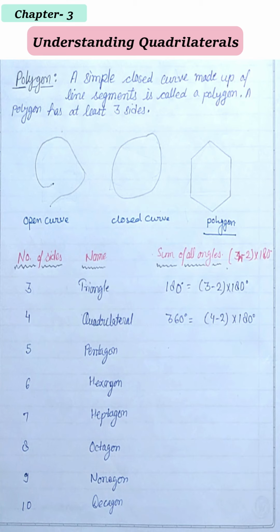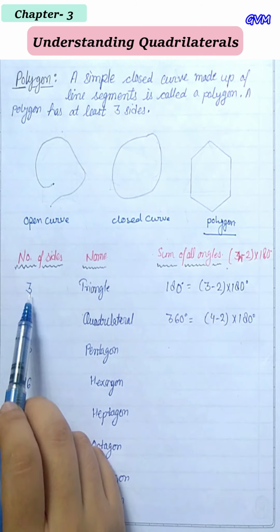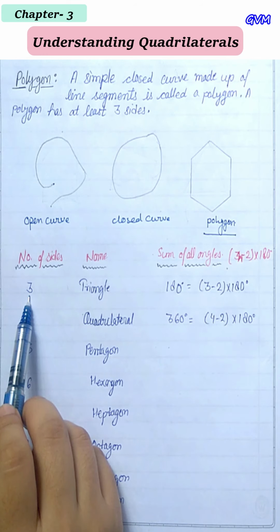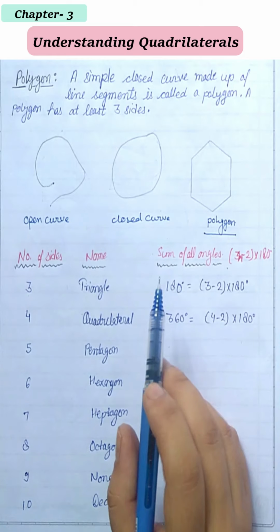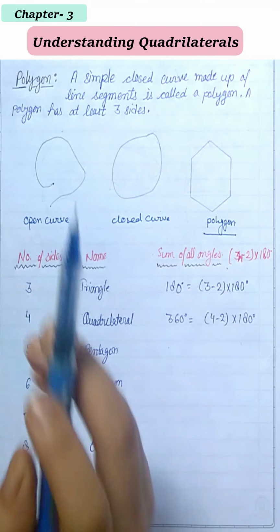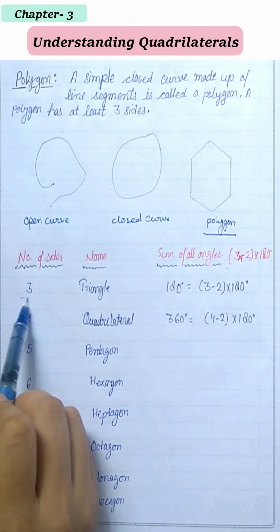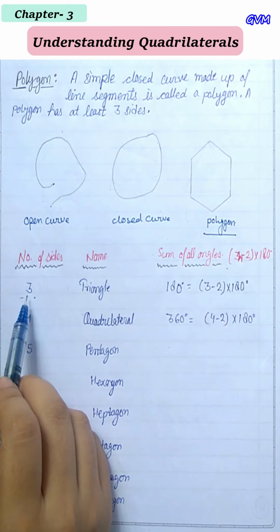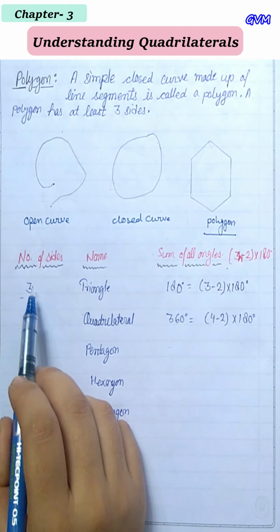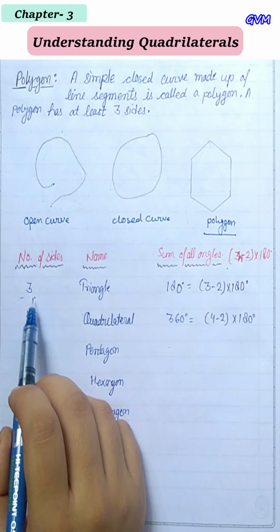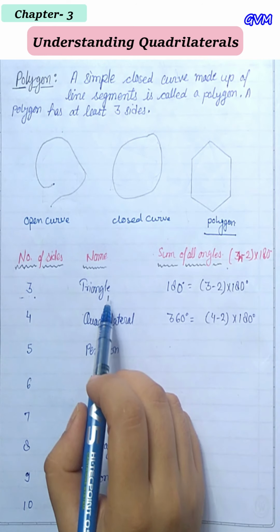Second, we have different types of polygons, and the polygons are basically named based on the number of sides they have. Like here, if the number of sides is 3, then it is called a triangle. A polygon has at least 3 sides, so 3 sides should be the minimum. If there are fewer than 3 sides, then it is not a polygon.